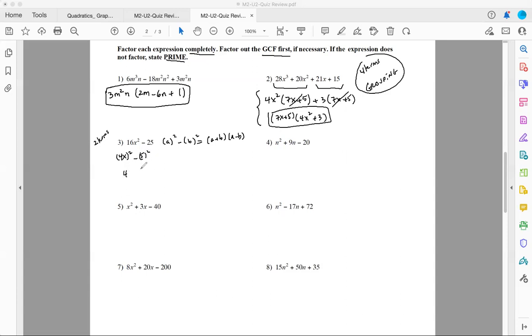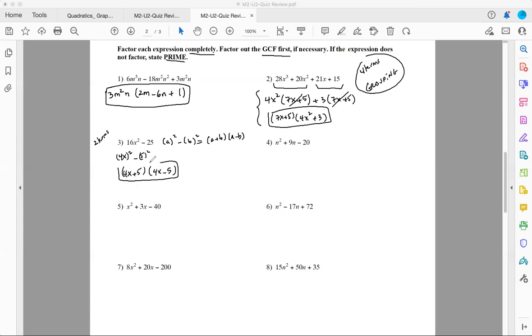So this is going to end up being, if I were to copy what I had here, 4x plus 5 one time, multiplied by the quantity 4x minus 5. I said 5x, I think, but it's 4x plus 5, right? So again, one time plus, one time minus, okay? And that's pretty much it, and you're done.